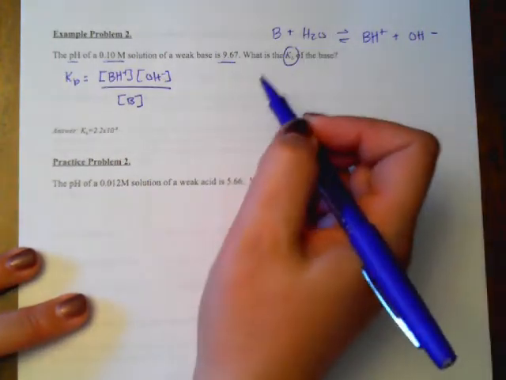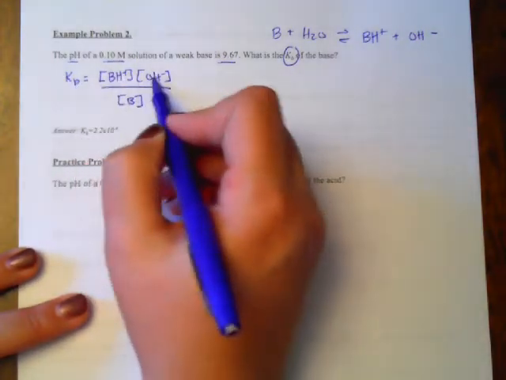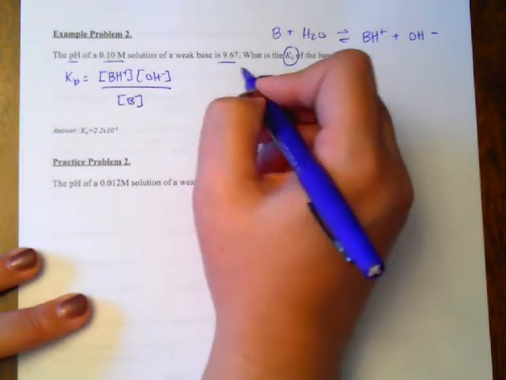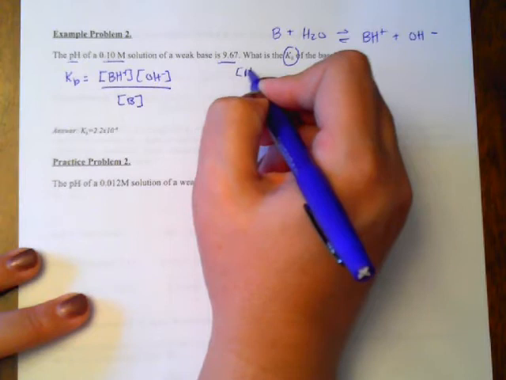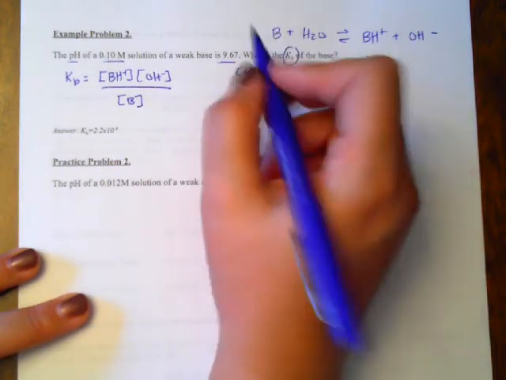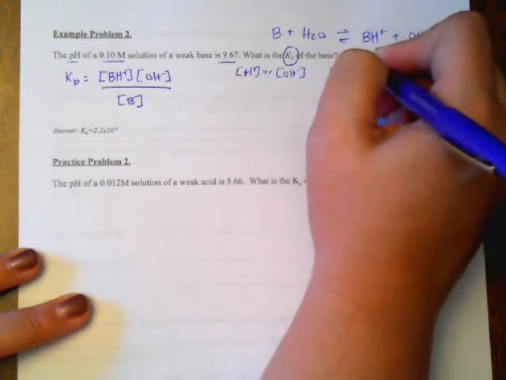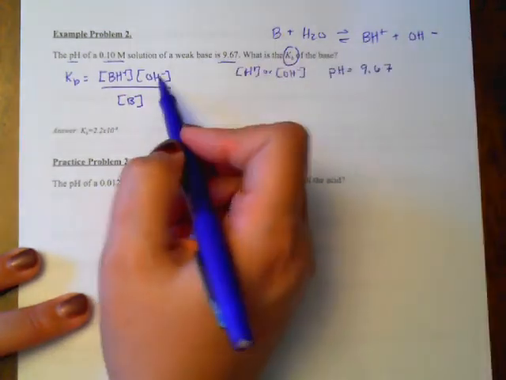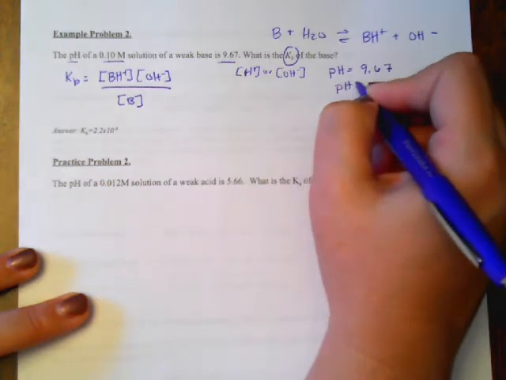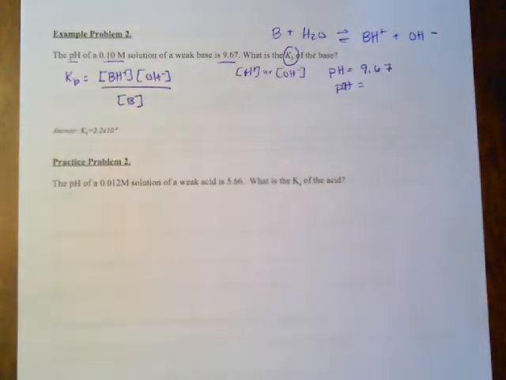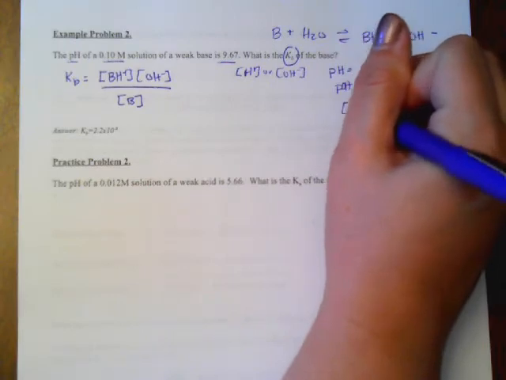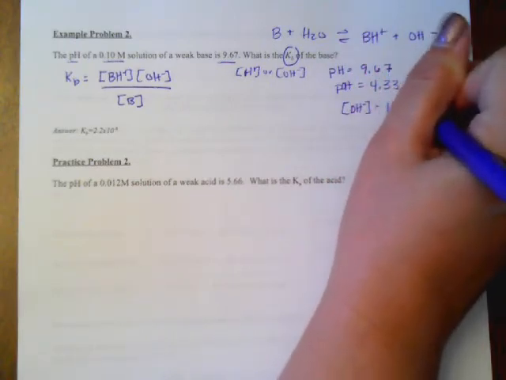So, plug in the things we know. We know that we want to find Kb, so it must mean we have all of the other things. If you recall from the previous problem, we got our pH from our concentration of hydroxide, so we're basically working backwards. If we have our pH of 9.67, in order to get the OH concentration, we need to find the pOH. So we subtract that from 14, and we get that our pOH is 4.33.